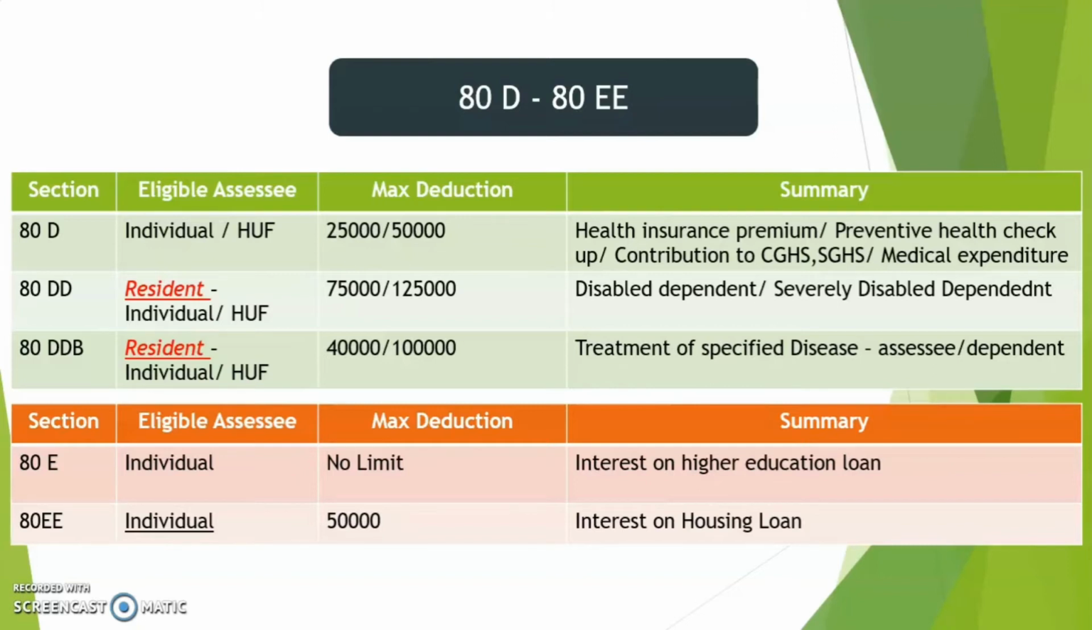Every deduction which has the first letter D is regarding certain payments which a person makes for ensuring proper health of him and his family. So medical insurance premium, treatment expenses, etc. fall under D. And every deduction which has the first letter E is for interest repayments. That's it for a quick summary. I hope you took note of all these things. Now let's move on to our first deduction, that is 80D.